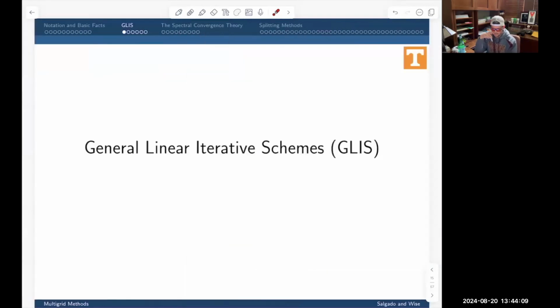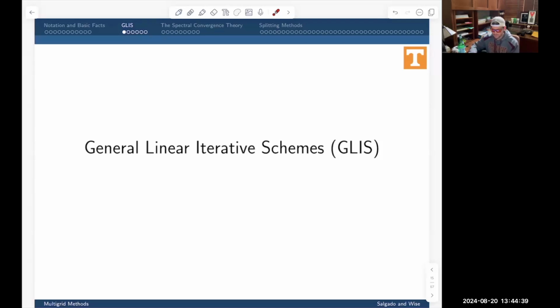All right, so now that we've gotten the notation and basic facts out of the way, let's talk about these classical iterative methods. And these classical iterative methods all fall under an acronym that I've given. I don't know if I like the acronym because it's not so fun to say, but I created it, and so I have to live with it for at least a little bit until I decide to kill it. So these are called general linear iterative schemes.